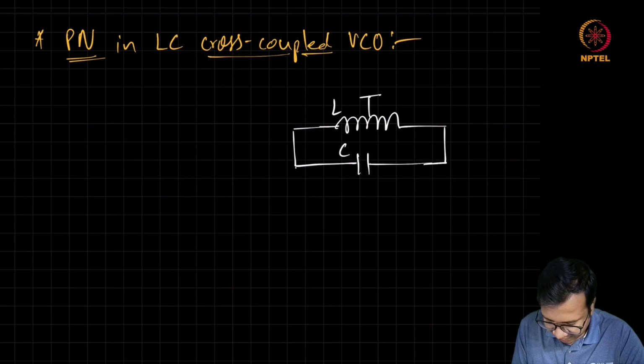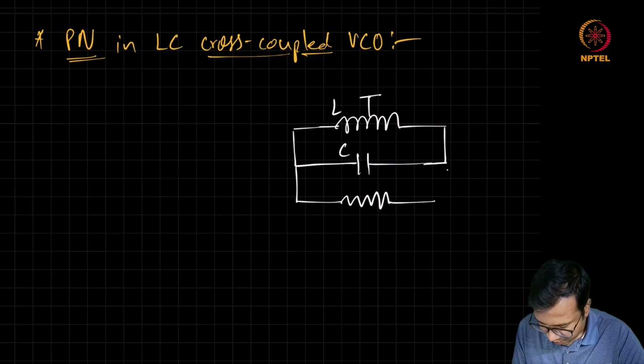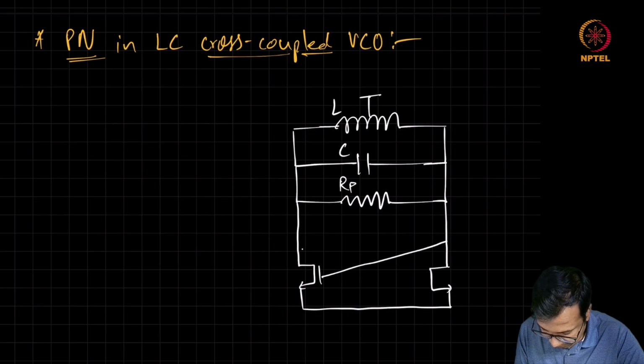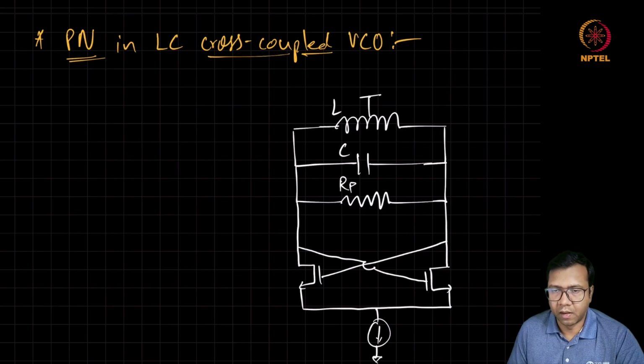And the loss present in the tank, let's model it as a parallel resistance RP. And this circuit is connected to a cross-coupled MOS to compensate the loss, with a tail current.